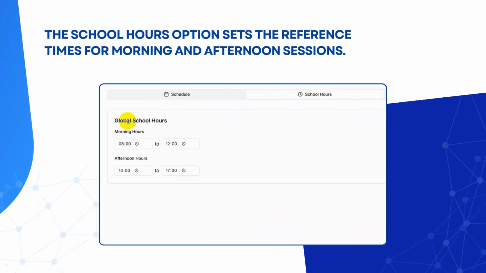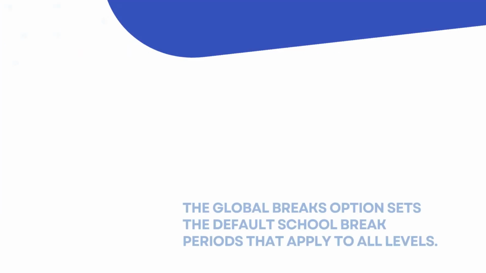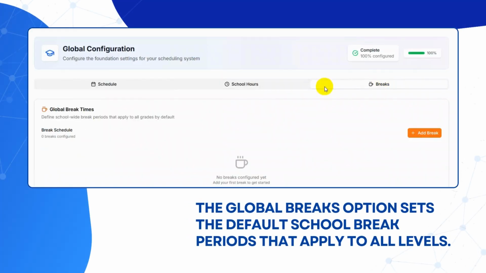The School Hours option sets the reference times for morning and afternoon sessions. The Global Breaks option sets the default school break periods that apply to all levels.